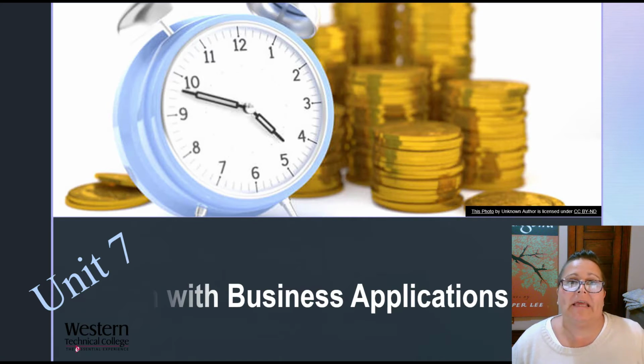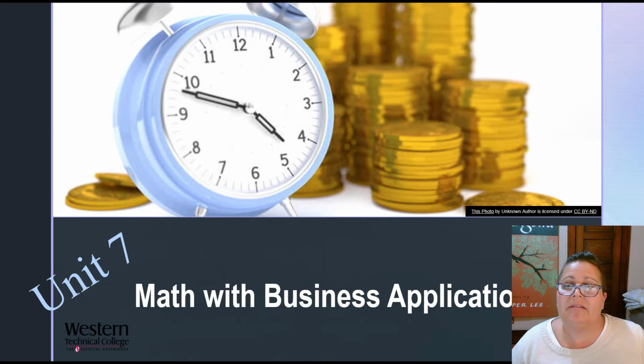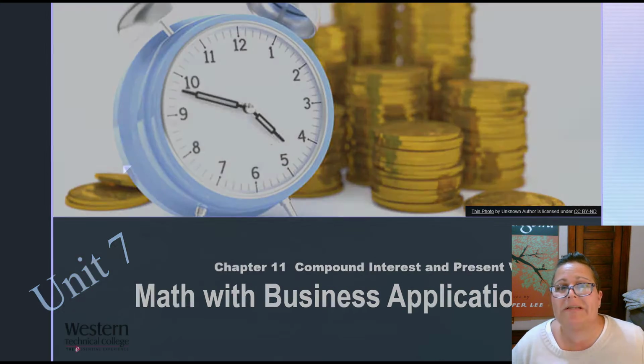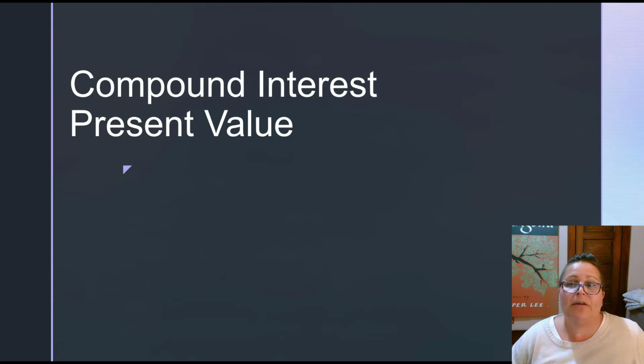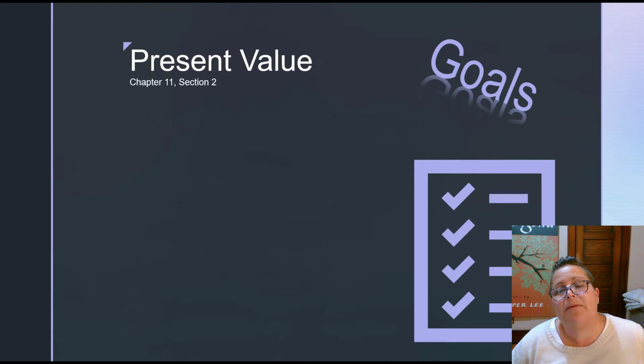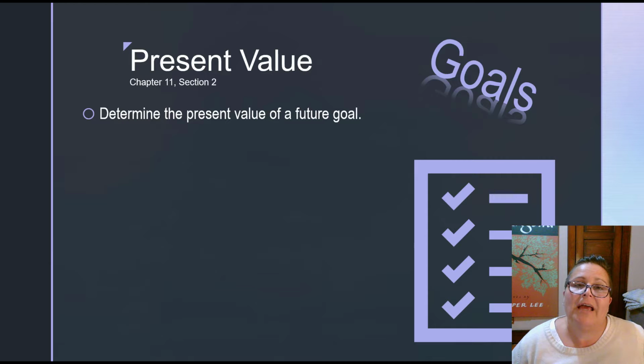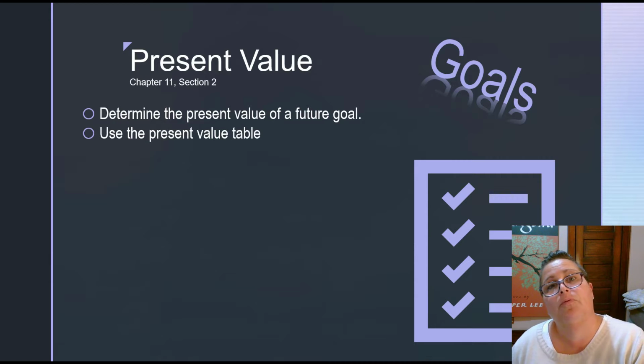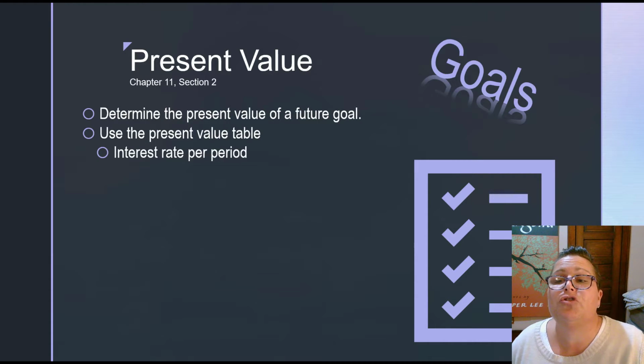We are currently working in Unit 7. This is Chapter 11, Compounded Interest and Present Value. Today, we're working on the second section in compound interest, which is Chapter 11, Section 2. We're going to be working on the present value of compounded interest, and as such, we're going to be determining the present value of a future goal.